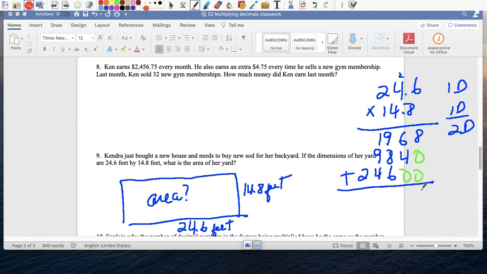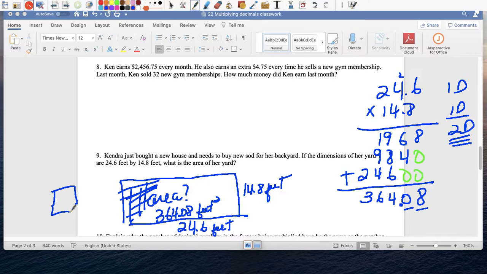We can finally add them up. We need two decimal places in our answer. So the area of her yard here is 364.08 feet squared. What does that mean? That inside this, if you want to count the squares, there's 364 squares that measure 1 foot by 1 foot.